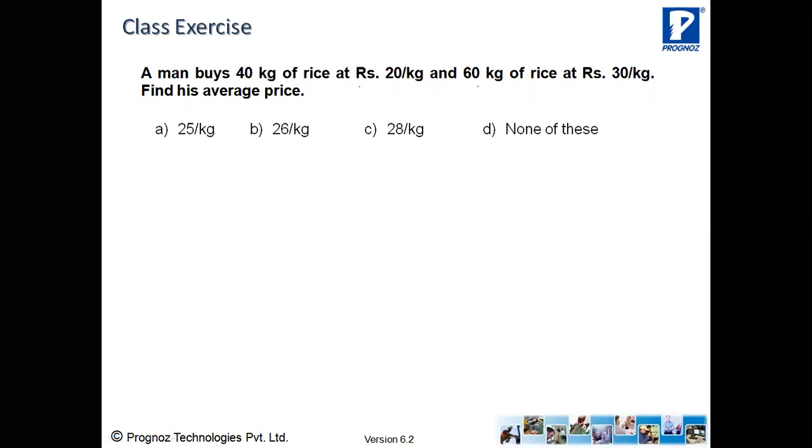Again N1A1 plus N2A2 divided by N1 plus N2. A1 is 20 and A2 is 30. This is the average price. So what will the combined average be?